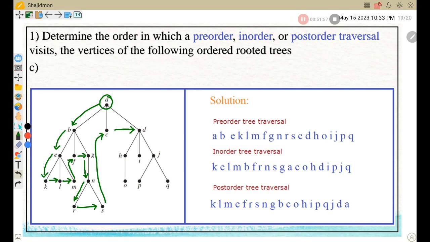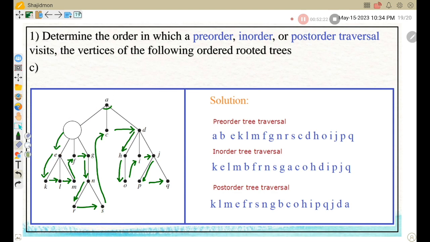D is the parent there, so D we are doing. Then the left side is H, okay. Then again the left side is O, correct. Then the right side is I, then the right is J, J to P left side, then P to Q we are getting, correct. So this is the pre-order traversal in that graph.